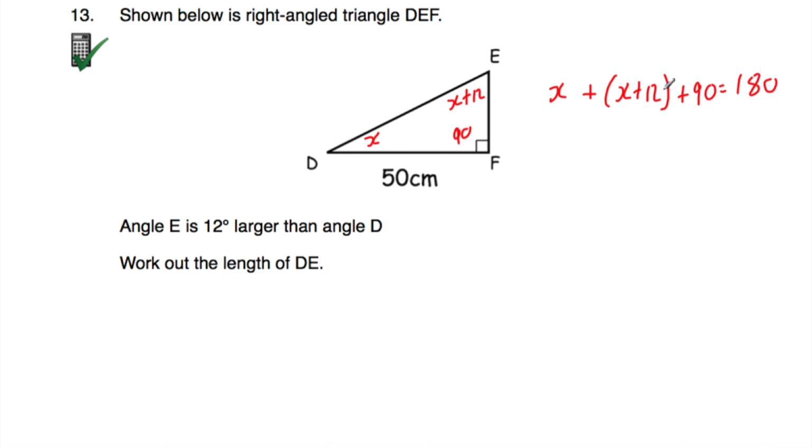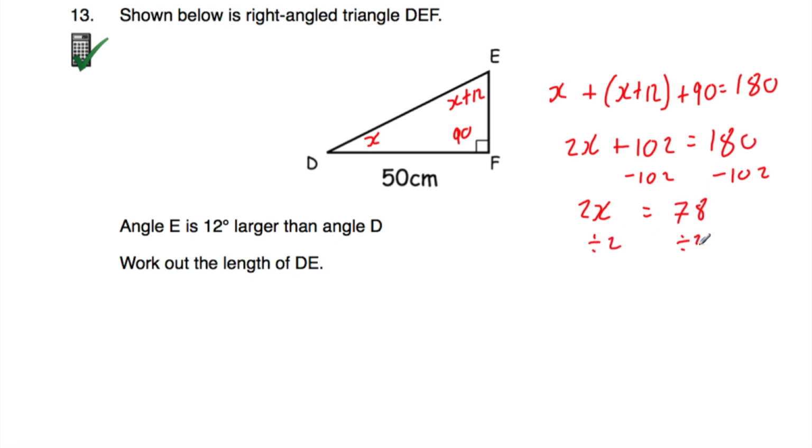Now let's simplify this left-hand side. We've got X plus X, that's 2X. And then we've got 12 plus 90, that's 102. And that's equal to 180. Then if we subtract 102 from both sides of the equation, we're going to get 2X on the left-hand side, and on the right-hand side, we'll be left with 78. And if we divide by 2 and divide by 2, we'll find out that X is equal to 39 degrees. So this angle is 39 degrees, and this angle is 12 degrees larger, so if we add 12, that'll be 51 degrees there.